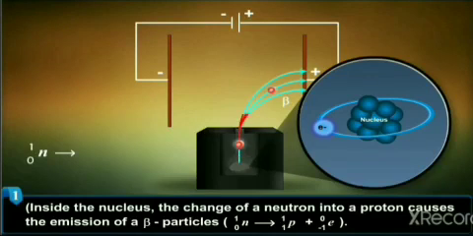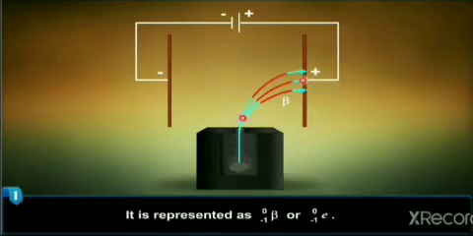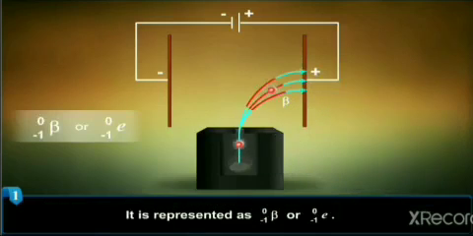n(0,1) gives proton(1,1) plus electron(-1,0). The beta particles do not reside inside the nucleus of an atom in the form of electrons of an atom. It is represented as beta(-1,0) or e(-1,0).